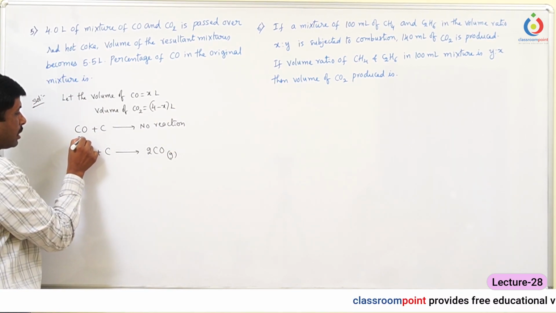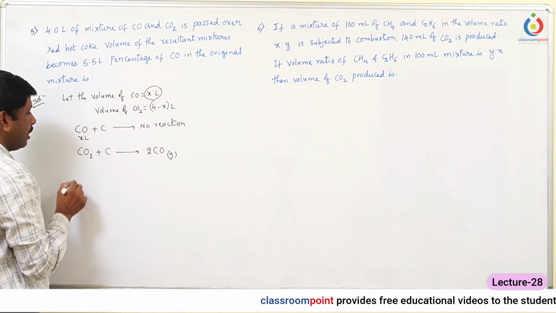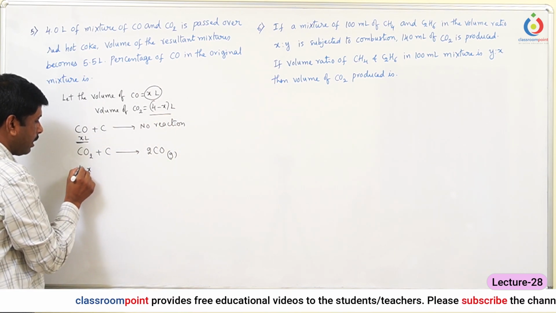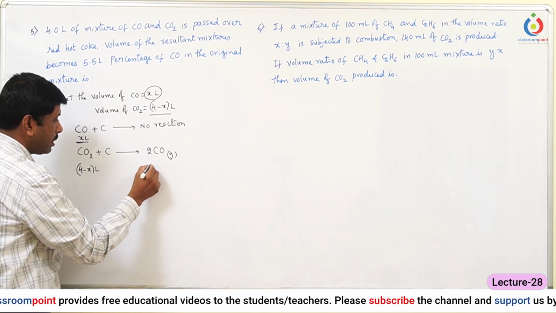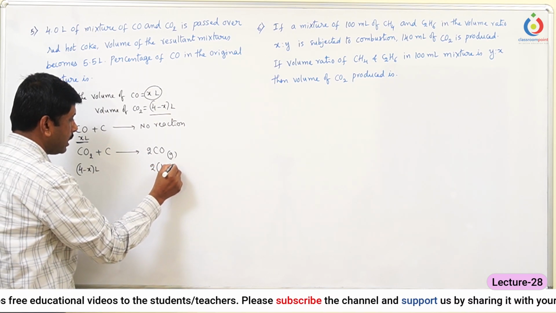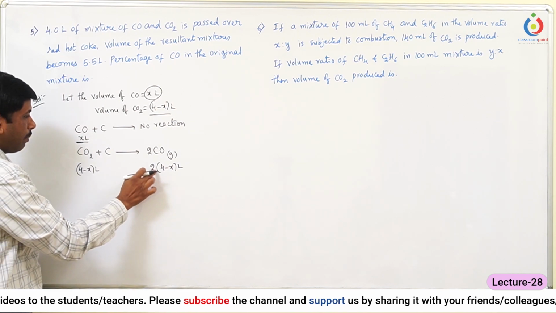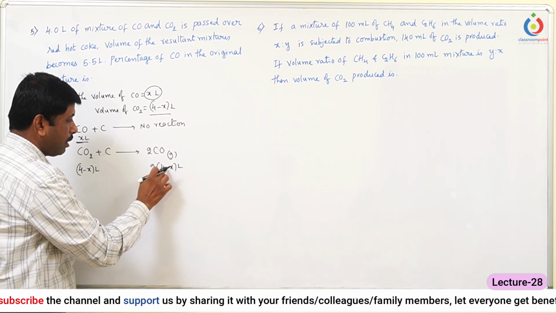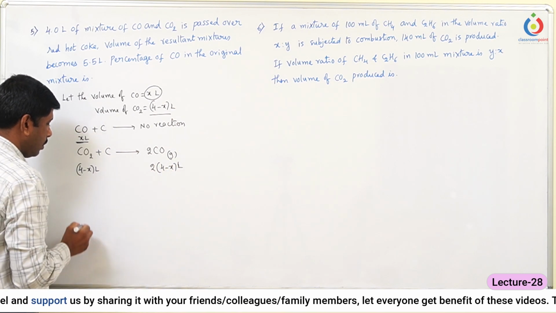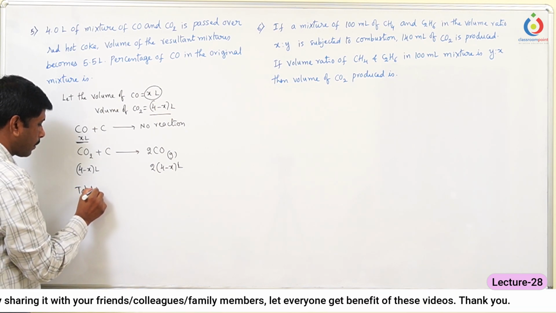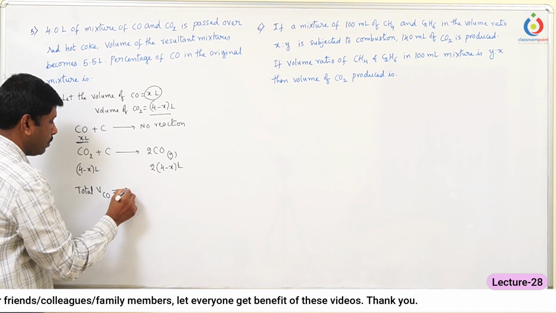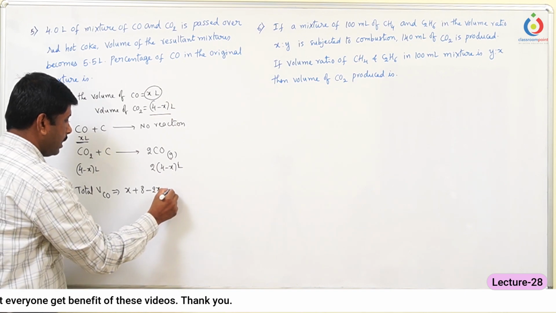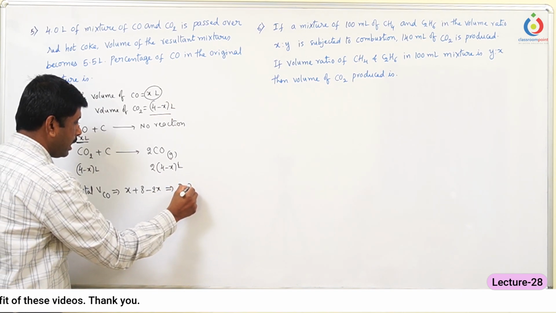So here x liters, whatever we take as the carbon monoxide, remains as it is. But the 4 minus x liters we take for the carbon dioxide converts into 2 into 4 minus x liters. Now the total volume of carbon monoxide is x plus 2 into 4 minus x, that means 8 minus 2x liters. So the total volume of CO now is x plus 8 minus 2x, that is 8 minus x liters.